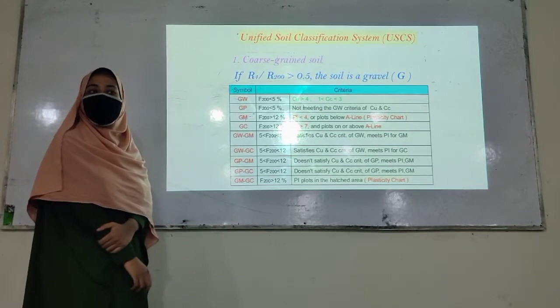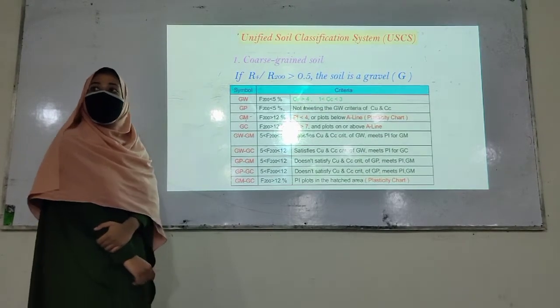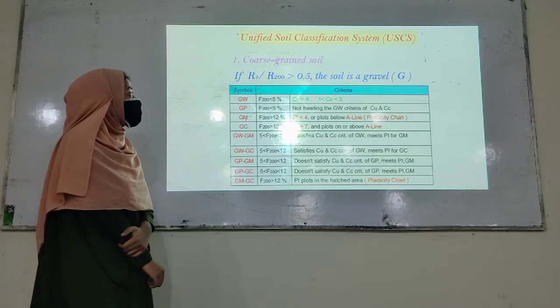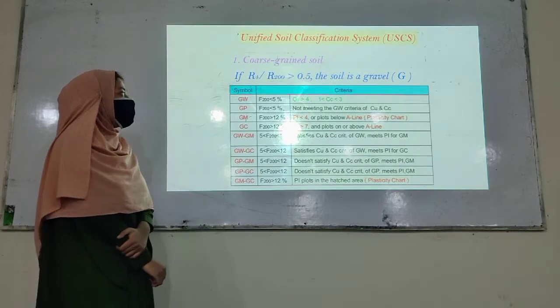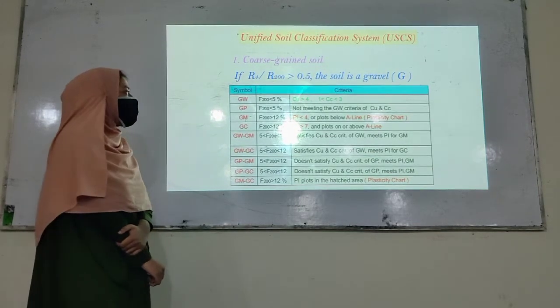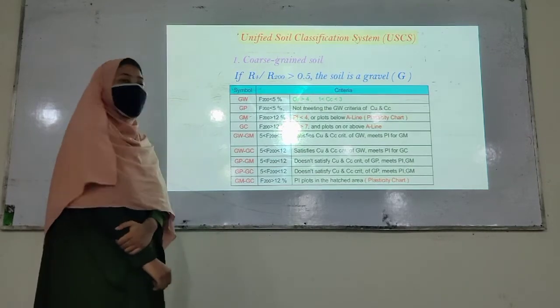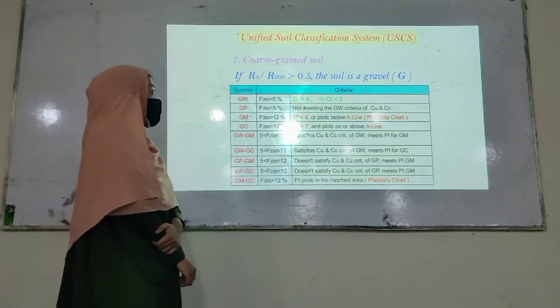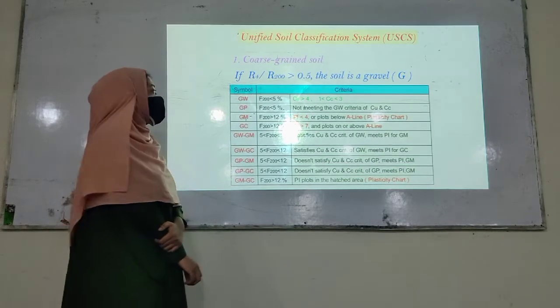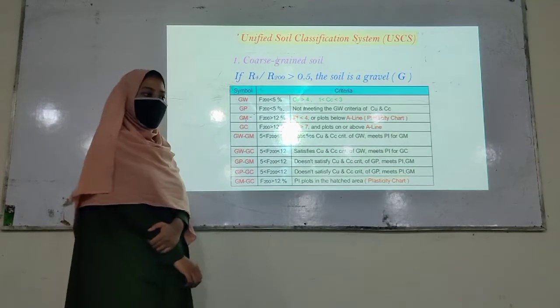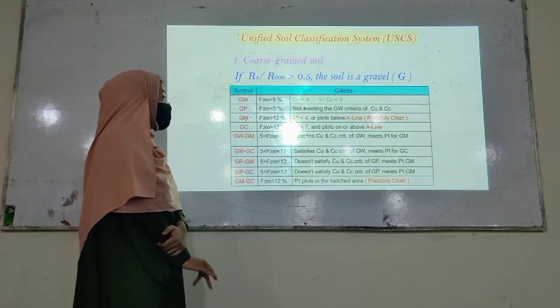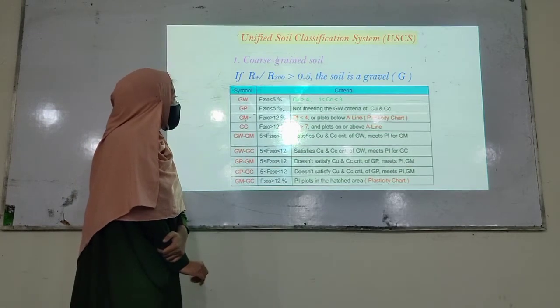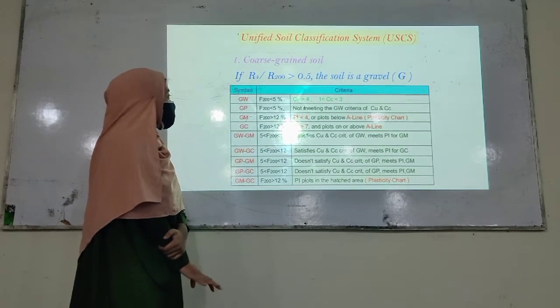We already know that soil is coarse grain soil or fine grain soil. Here you can see the first one is coarse grain soil. If the value of R4 divided by R200 is greater than 0.5, the soil is gravel. We identify gravel with capital G. Now I am going to talk about various types of gravel.